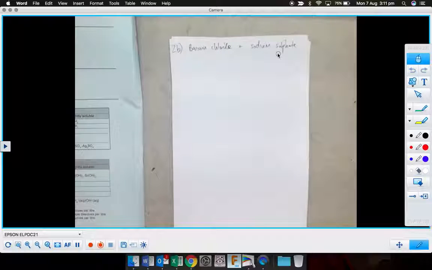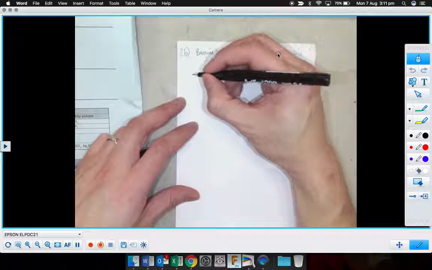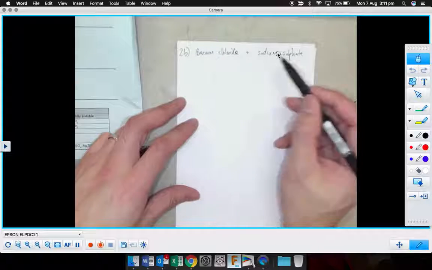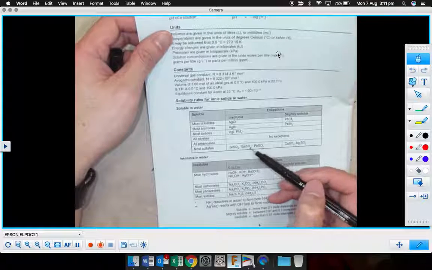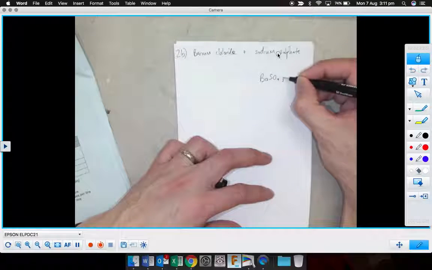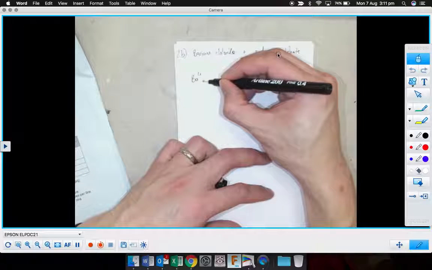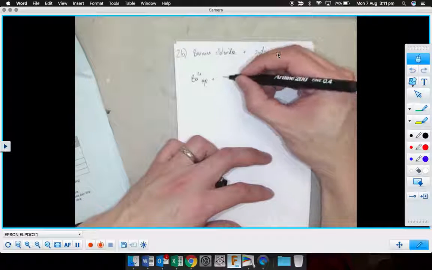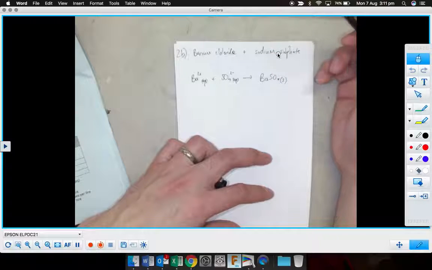Barium chloride and sodium sulfate. First of all, you should work out, just like we did before, the actual ionic equation. Sodium chloride is soluble, and most sulfates are soluble except for barium sulfate here. So barium sulfate is insoluble. It's going to be formed from barium 2 plus ions. How do I know barium's 2 plus? Because it's in group 2 of the periodic table. And sulfate ions. How do I know that sulfate ions are 2 minus? Because I just do.